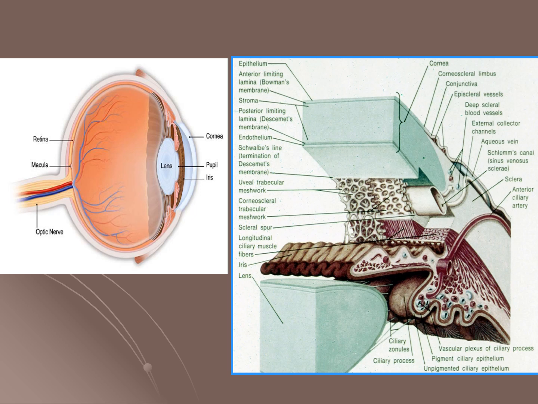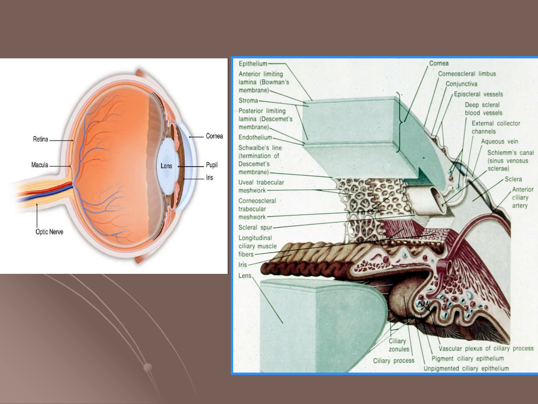In this picture, you can appreciate the angle of the anterior chamber formed by the periphery of the cornea and the iris and the part of the ciliary body. The ciliary body has the vascular core covered by the double layer of epithelium, and you can also appreciate the trabecular meshwork and canal of Schlemm.